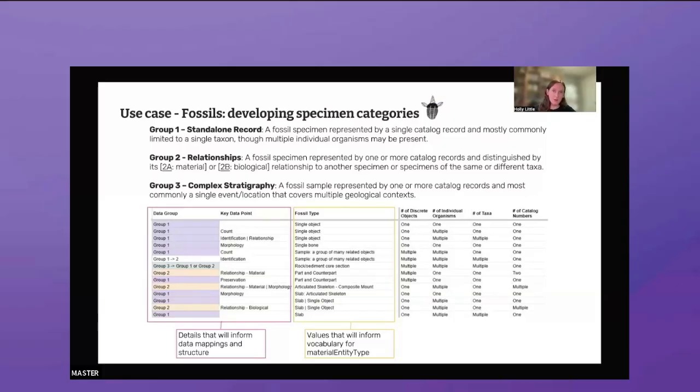That work has also helped us to develop values that can be used to further develop a vocabulary for a newer Darwin Core term, material entity type, which is key for describing what a fossil actually is.